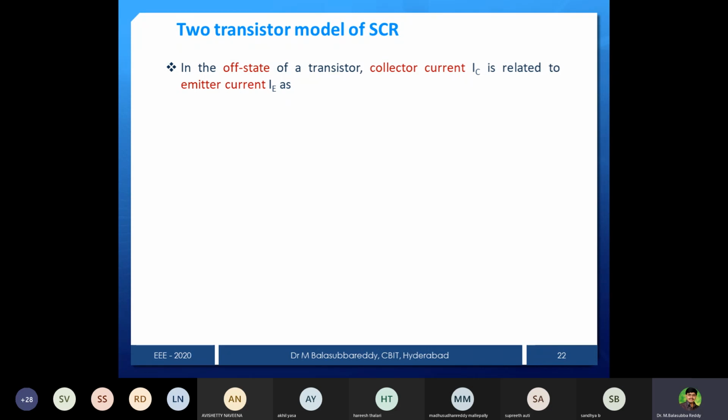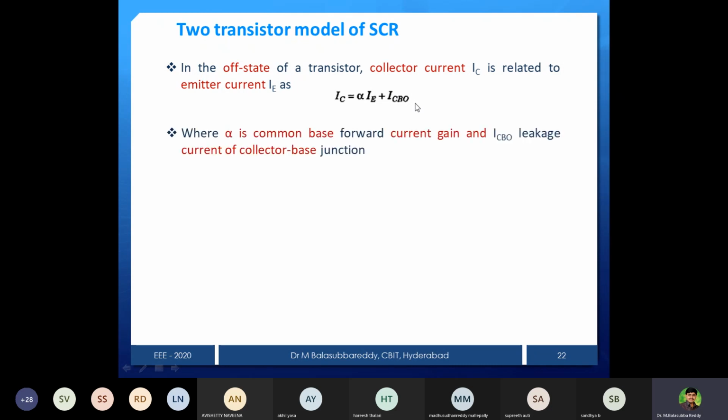Collector current is related to the emitter current by a simple expression. Collector current is directly proportional to the emitter current, or IC is equal to alpha into IE plus ICBO, where ICBO is a leakage current. These leakage currents are very small, so you can neglect them in the formula. Here alpha is the common base forward current gain, and ICBO is the leakage current, but you can neglect that. This is a general expression.